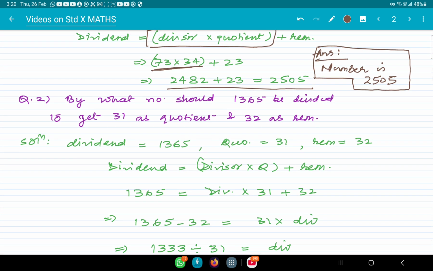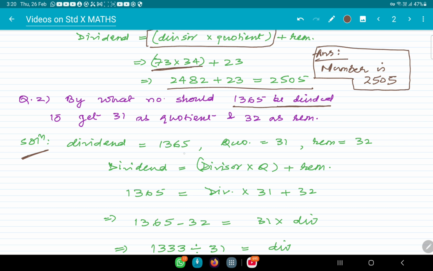By what number should 1365 be divided to get 31 as quotient and 32 as remainder? So in this, what they are saying is that the number to be found is the divisor, and 1365 should be the dividend. Okay, so in the solution, first you will write what your question has given.